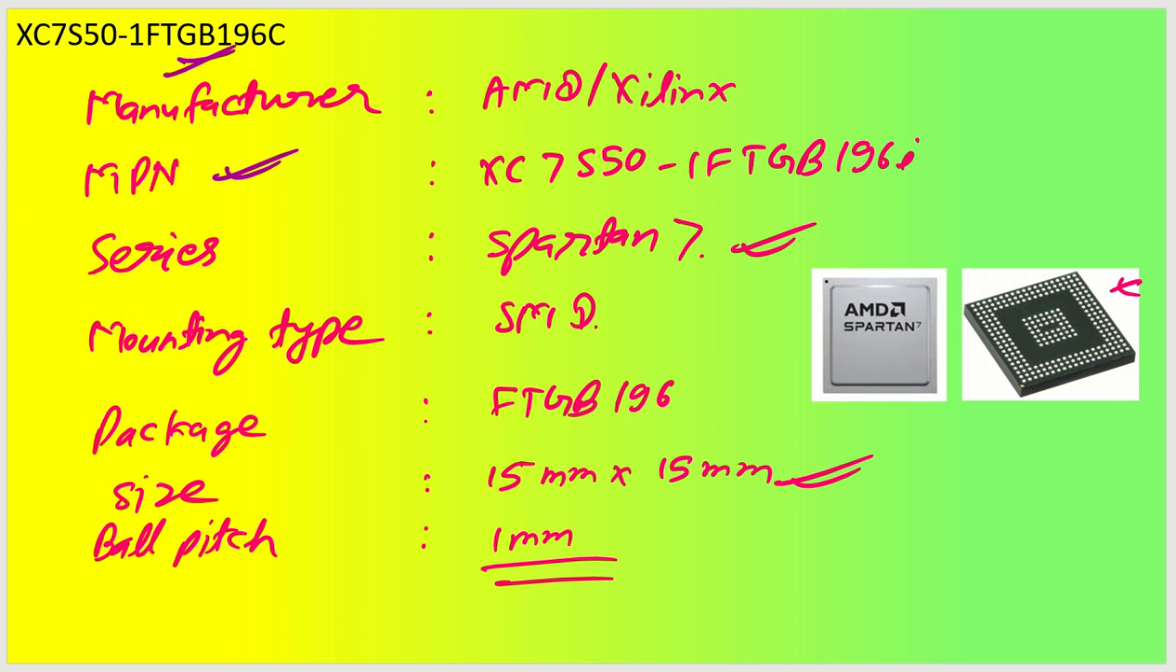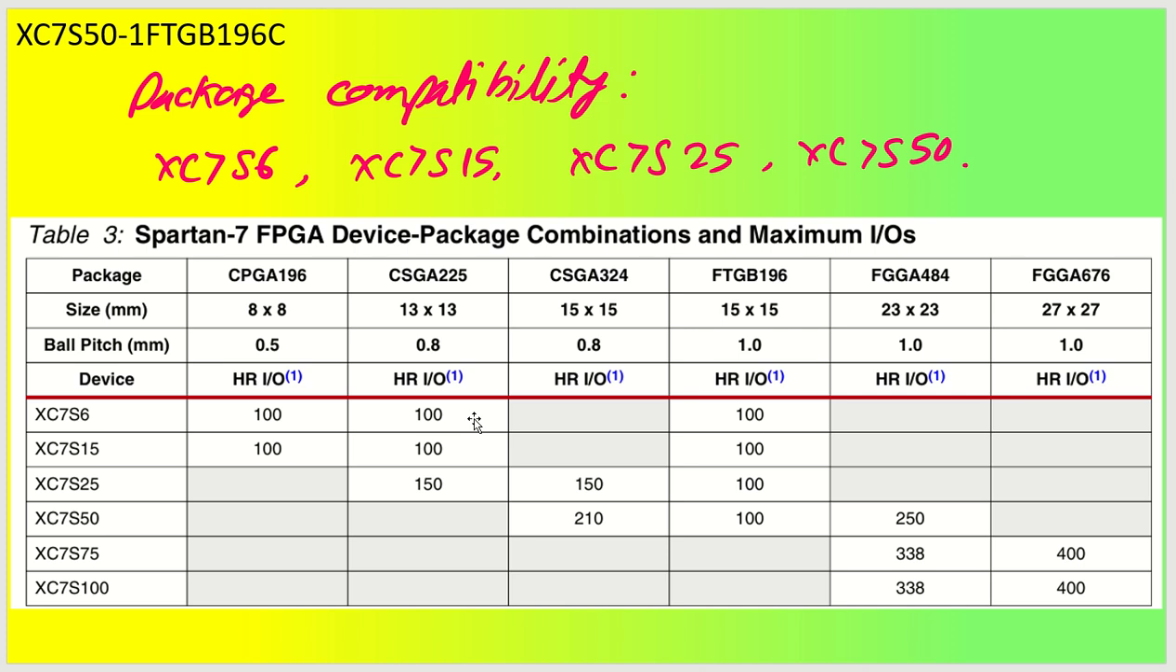Coming back to the package compatibility, temperature variation was fine, like C variation or I variation. However, if you want to downgrade your device from XC7S50, then you can go ahead with XC7S25 or XC7S15 or XC7S6 also. Okay, so this is a beauty.